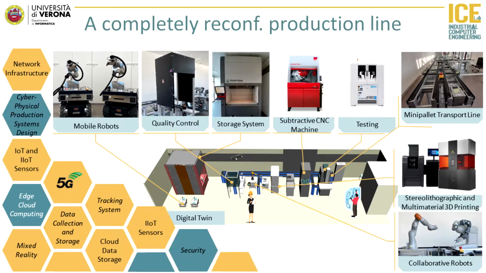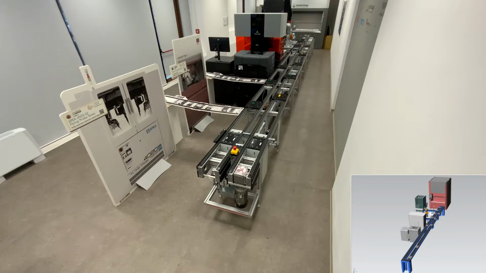This is a digital representation of the laboratory. These are the machinery that collaborate, and on the left side you can see the technologies that support them. We'll see an example of production in the University of Verona ICE Laboratory, a demonstrative structure of Industry 4.0, composed of 5 manufacturing industry areas.